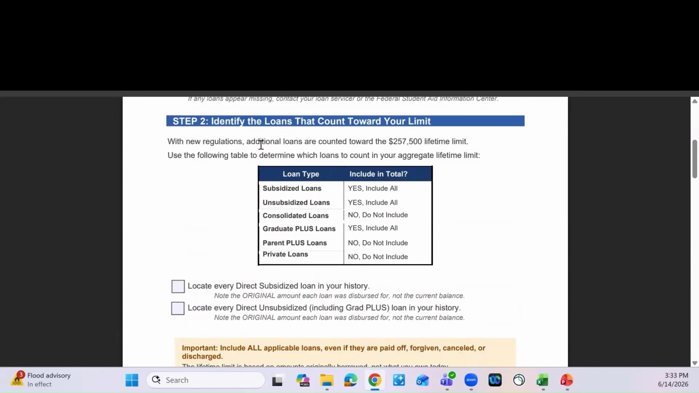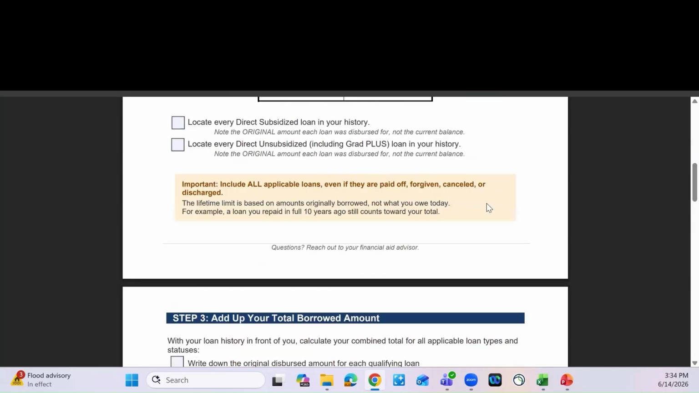Note that with the new regulation, additional loans are counted towards the $257,500 lifetime limit. Use the following table in the handout to determine which loans to count in your aggregate lifetime limits. Understand that the subsidized loan, unsubsidized loan, and graduate plus loans count towards your aggregate lifetime limits. Consolidated loans, parent plus loans, and private loans do not count towards your aggregate lifetime limit.